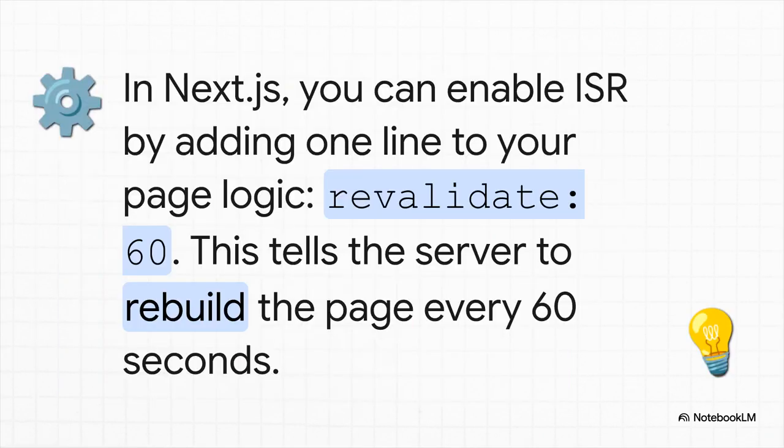And the wild part is how simple this can be to set up. In a framework like Next.js, you can turn on ISR by adding just one line of code, revalidate: 60. That's it. This just tells the framework, hey, serve the static page, but if a request comes in and this page is more than 60 seconds old, go ahead and trigger a rebuild behind the scenes. The next visitor gets the fresh stuff.